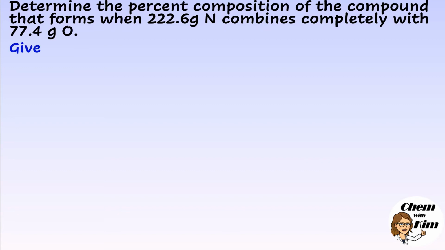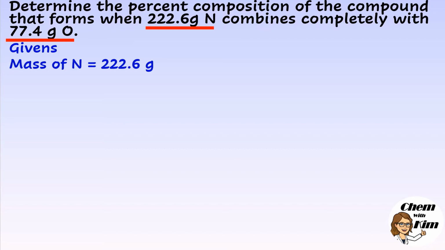What are we given? Well, we know that the mass of the nitrogen is 222.6 grams because it tells us that in the question. And we know that the mass of the oxygen is 77.4 grams. So we need to find the percent of both nitrogen and oxygen since it doesn't specify in the question. So let's start with nitrogen.